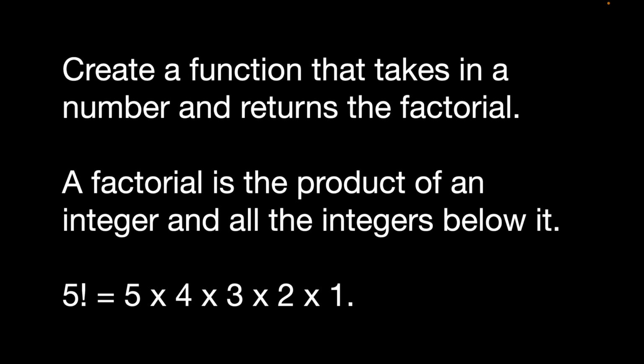Welcome back, everybody. Today, our Python Puzzler challenge is to create a function that takes in a number and returns the factorial. A factorial is the product of an integer and all the integers below it. 5 factorial equals 5 times 4 times 3 times 2 times 1. You might be familiar with factorials as they are used in the formulas to calculate combinations and permutations.